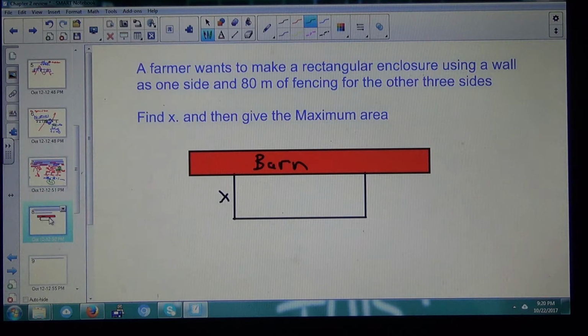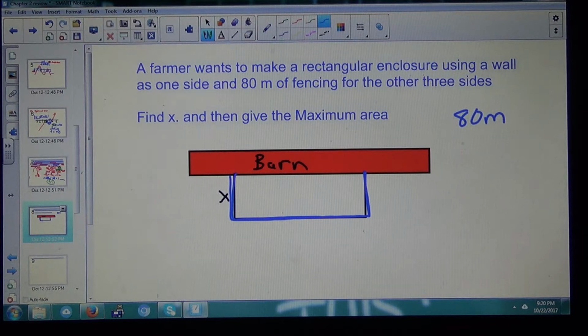Alright. Next question here. A farmer wants to make a rectangular enclosure using a wall as one side and 80 meters of fencing for the other 3 sides. So we've got a wall and 80 meters of fencing. Fencing would be from here to here to here. So these are the 3 sides of fencing, so the blue equals 80 meters.